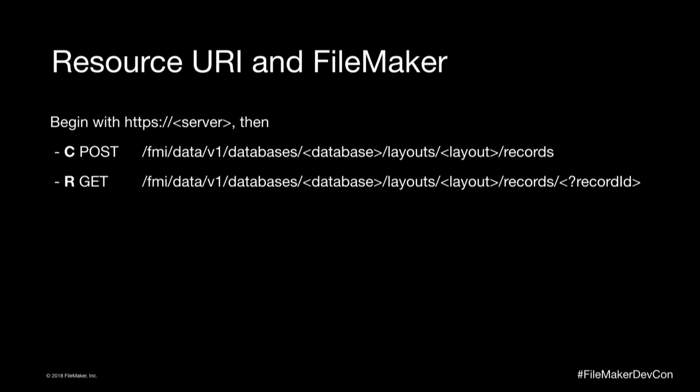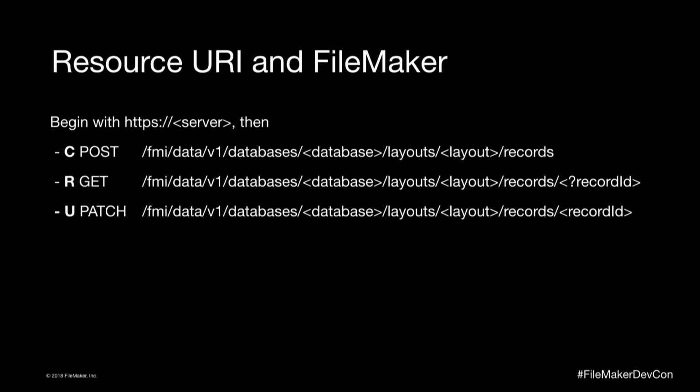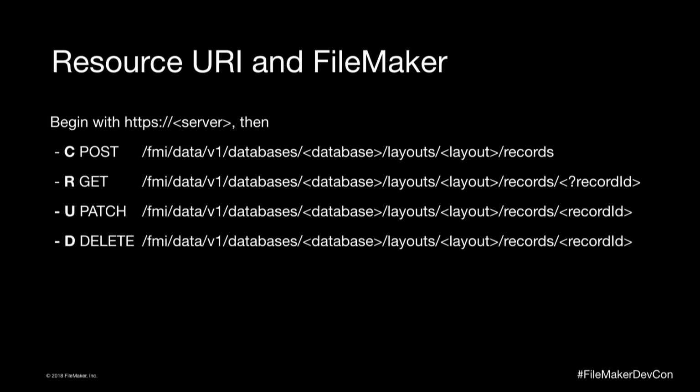If you add a query string to the end of it, or in the body of the message you send, you can perform a find, a search. Patch to update: you have to provide the record ID. Fairly obviously, you need to tell the system which record you're updating. The record ID that you're using here is the FileMaker internal record ID. And delete, the same thing. Same URL concept with the database, the layout, and then the record ID at the end.